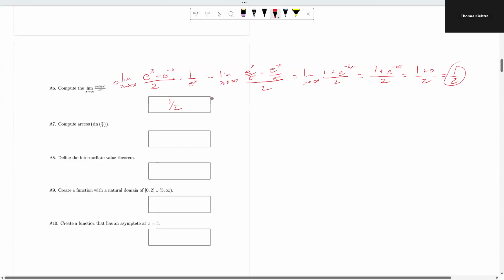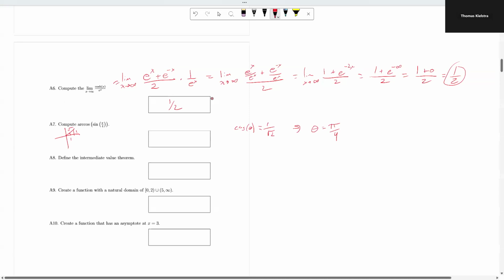Now we have the arc cos of sine of pi by 4. Now, sine of pi by 4, if we have our special triangles and we get sine of pi by 4, that's going to be 1, 1, root 2. So it's going to be 1 over root 2. And now if we have cos of theta equals 1 by root 2, by our special triangles, theta equals pi by 4.